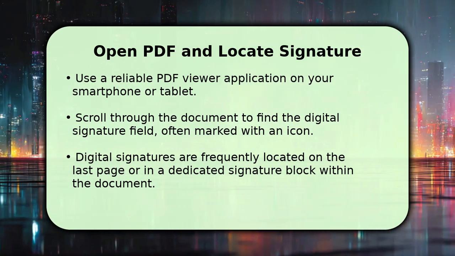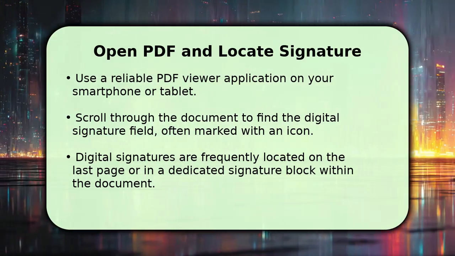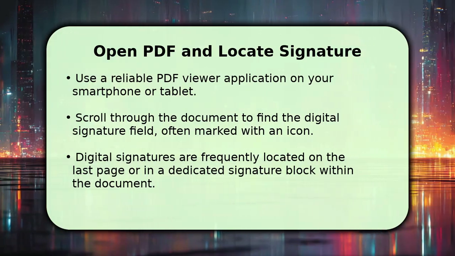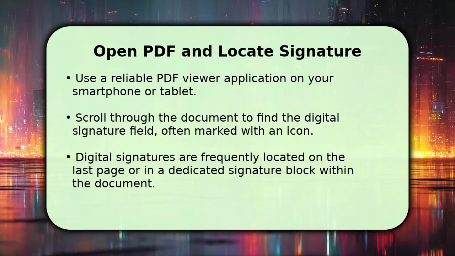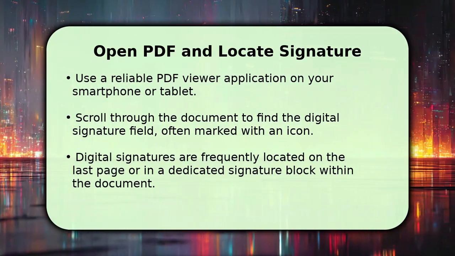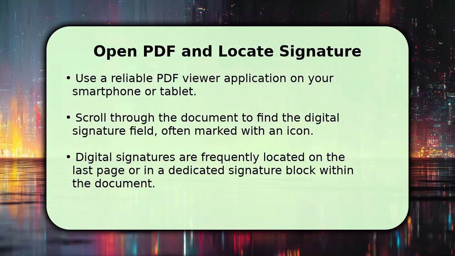It usually appears as a visible seal, a small badge, or a designated area on the document, perhaps on the final page. Many apps will highlight this area, making it easier to spot with a quick glance. Tap directly on this visual representation of the signature to initiate the next step.